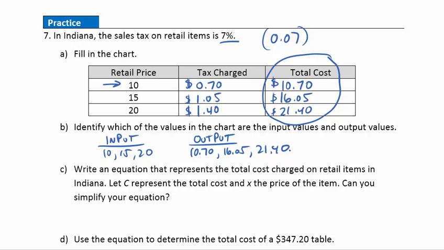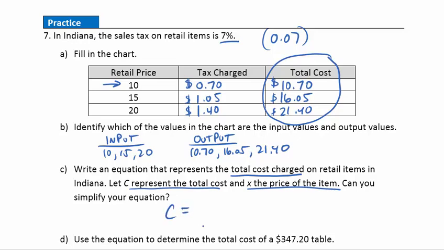All right. So part C now, write an equation that represents the total cost charged on retail items in Indiana. So notice we're not just getting the tax charge, we want the total cost charged here. So C is going to represent the total cost, and X is going to be the price of the item. So basically if we plug the price of an item into our equation, the equation should give us then our total cost.